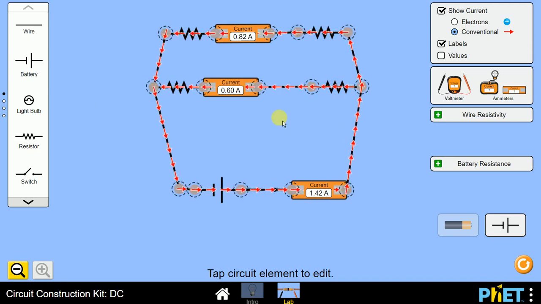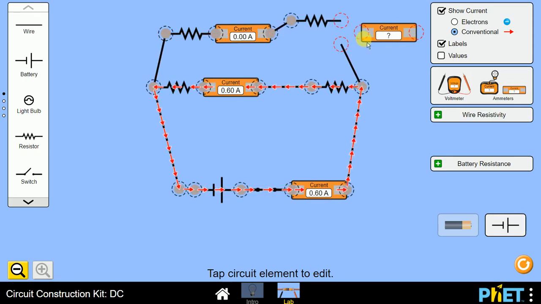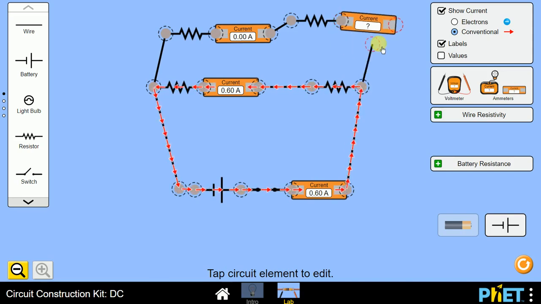So now what we'll do, है ना, the current flowing through this, to give you a better idea, what I will do, I will add an ammeter over here also, right? So it will give you an idea. I will add an ammeter over here also.